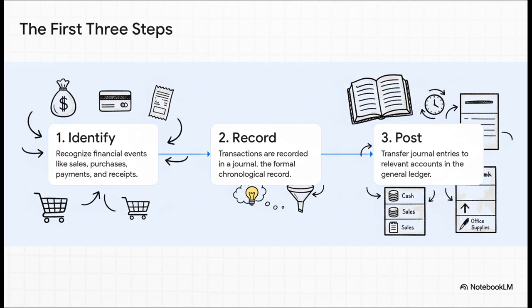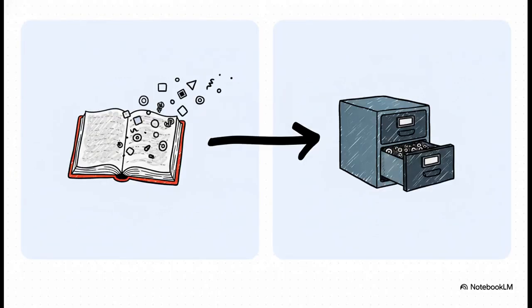Then, step 2, you immediately record it in what's called a journal. Now, I want you to think of the journal as the business's official diary. It's a chronological log of everything that happens, day by day, in the order it happened. And then, step 3, you post those journal entries to a ledger. This is where the real organization starts to happen. We take those diary entries and we start sorting them into specific categories or accounts, things like cash, sales, or office supplies.